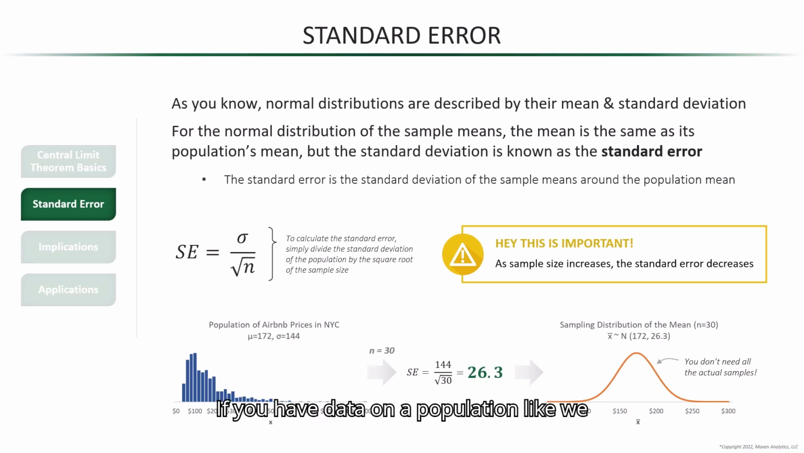I'll go over all the implications in the next lecture, but I'll start with the first one right now. If you have data on a population, like we do here, then you can use its sampling distribution of the mean to calculate the probability of getting a sample of a certain size with a certain mean. So if we take a sample of 30 Airbnb prices, for example, it's very likely that their average price will be between $150 and $200, since there is a lot of area under the curve in that range here. But it's highly unlikely that it will be below 100, again if we go by the sampling distribution of the mean.